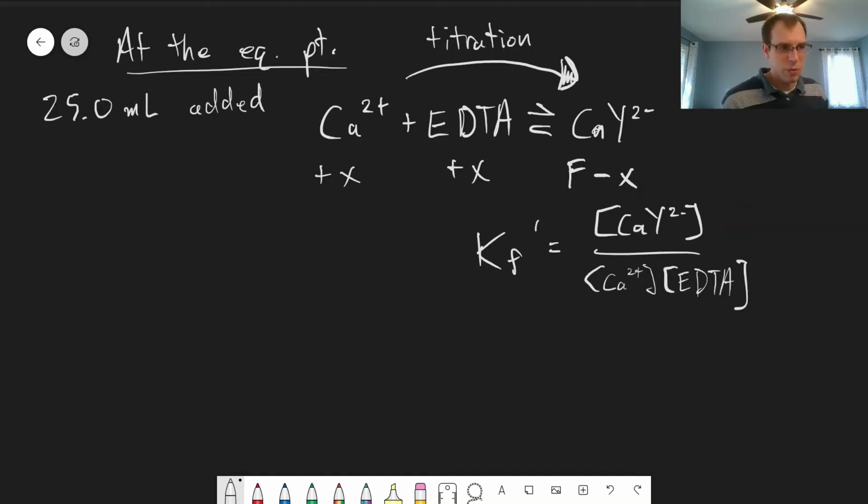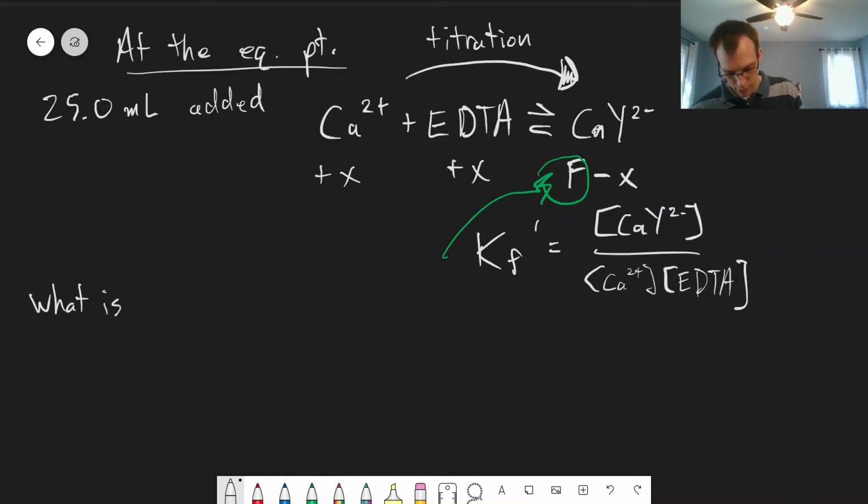Okay, so the main thing we need to know is this value right here. How much EDTA do we have? Or how much complex do we have? So what is this concentration? Well, this is just going to be based on how much calcium we started with. That's the amount of EDTA complex that we have.